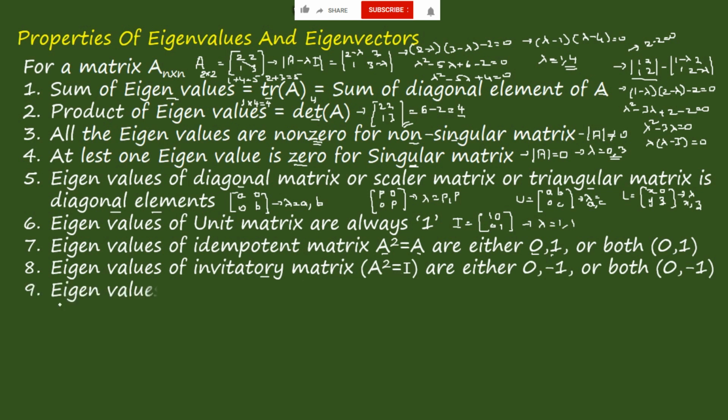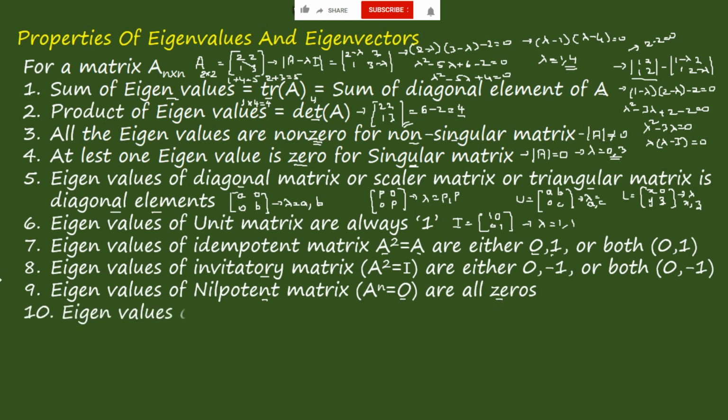Come to the next one. Eigenvalues of a nilpotent matrix, A power n is equal to 0, are all zeros. Okay. In the case of a nilpotent matrix where A power n is equal to 0, the eigenvalues are zeros. Come to the next one.